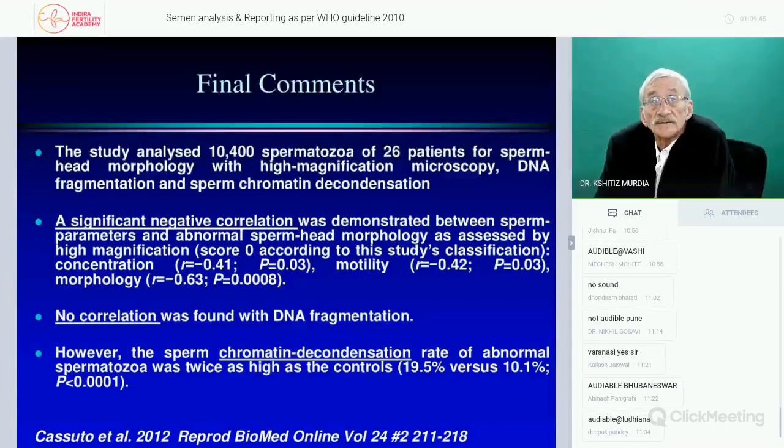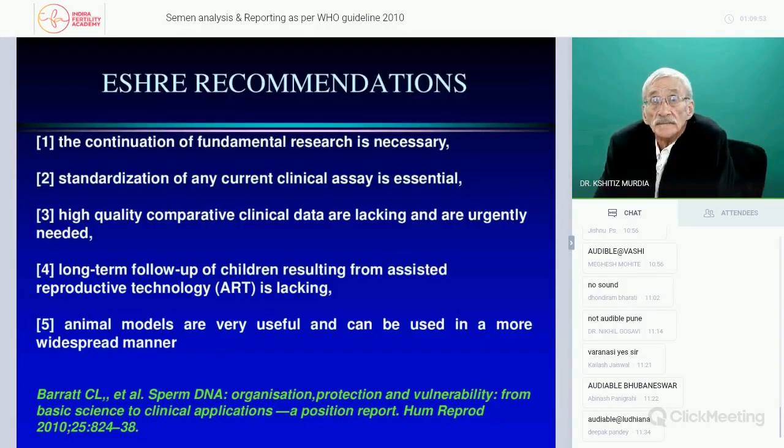Just talking about this whole thing, what tests should be done, we can skip this one. Aitken recommends a continuation of fundamental research if necessary. Standardization of any current clinical assay is essential. High quality comparative clinical data are lacking. Long-term follow-up of children resulting from assisted reproduction is lacking, according to Aitken in this publication. Animal models are very useful and can be used in a more widespread manner.